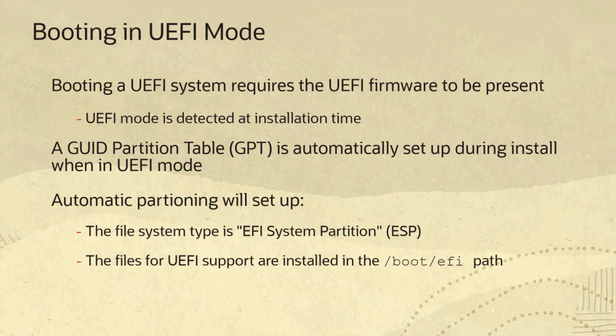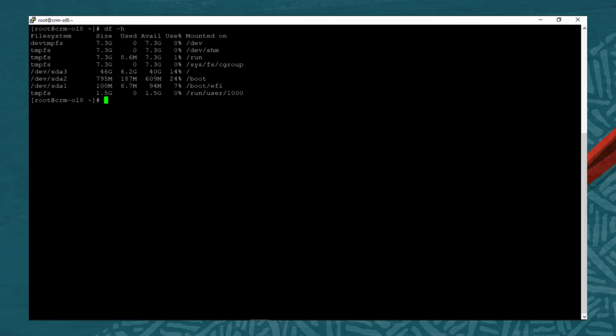Let's look at this boot partition. I'm logged into an Oracle Linux system. I'll run the df -h command to view the partitions. Notice that /boot/efi is mounted on the /dev/sda1 partition in this example.